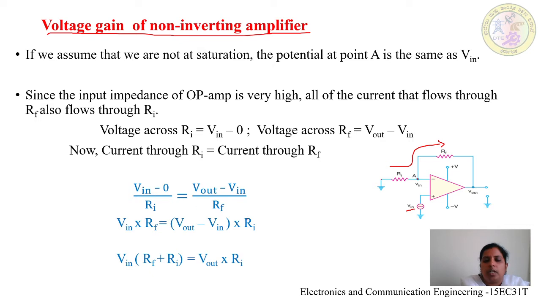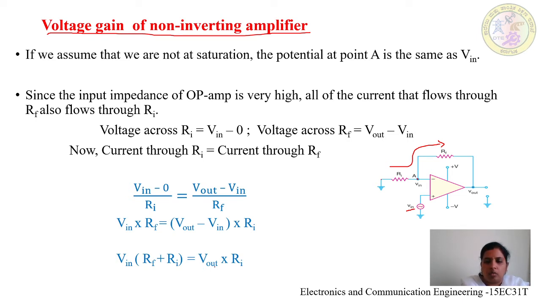If you cross multiply this, we will have V in into RF, V out minus V in into Ri. If you take V in as common on one side, V in RF, V in Ri, then rearranging this, we will have V in into RF plus Ri, which is equal to V out into Ri.